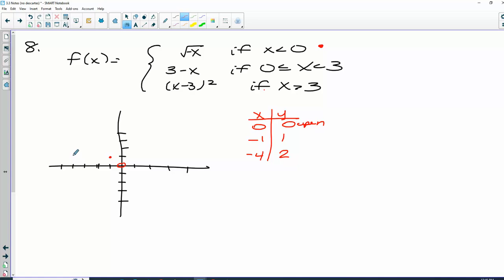Find the probability C and D. You guys try this one on your own. That's the first piece. For the second piece, we have to put in 0 and 3. So 3 minus 0 is 3. That's closed because it has equal to.